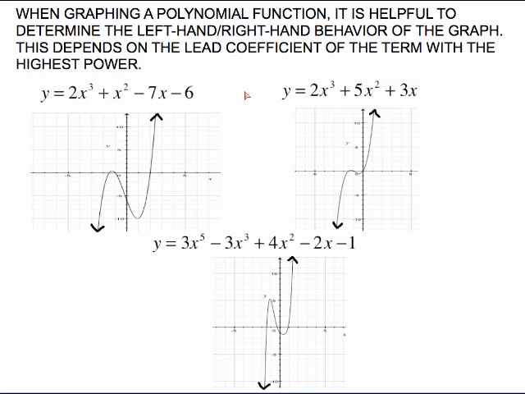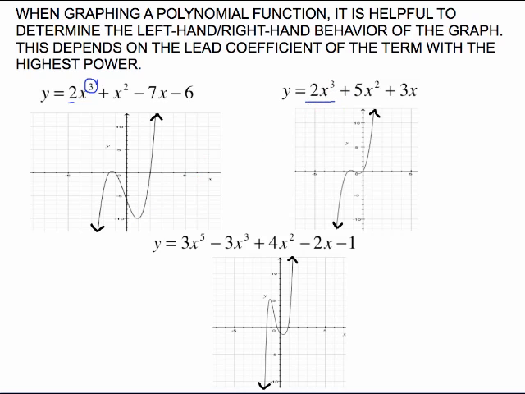That left-hand, right-hand behavior depends on two things. It depends on the lead coefficient of the term with the highest power. Now notice all of these functions I have written in descending order of exponents, and that's how most of them are written. If you come across one that's not in descending order, you want to write it in descending order so that you are looking at the correct first term. It's not necessarily what you see first. It's got to be the highest power and its coefficient.